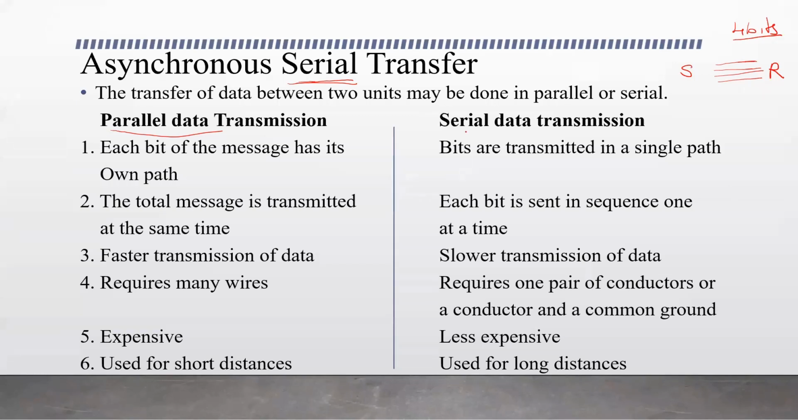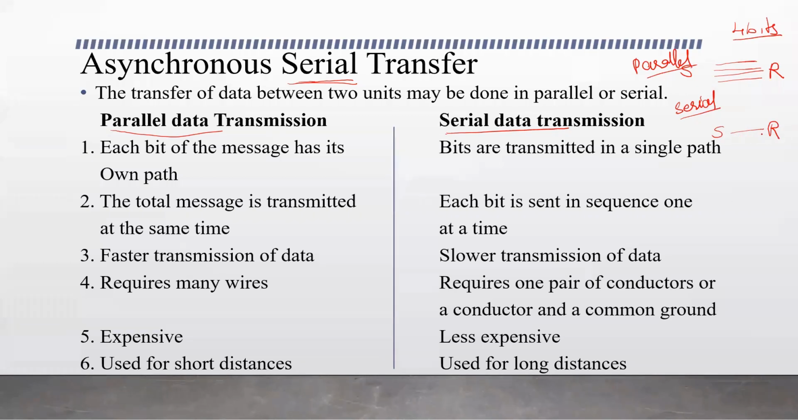And the second is serial data transmission. In serial data transmission, bits are transmitted in a single path. Okay, this is parallel. And in serial transmission, we have the sender and there is a single path between the sender and the receiver. All the bits are transmitted in the single path.